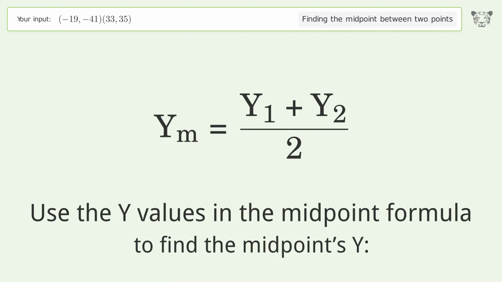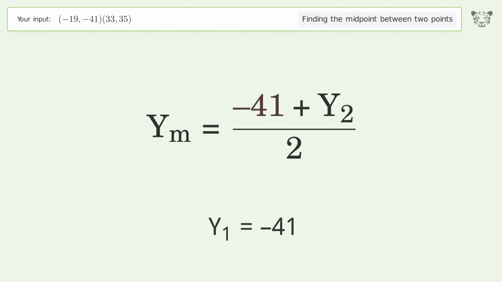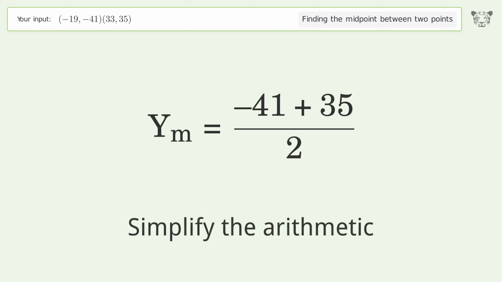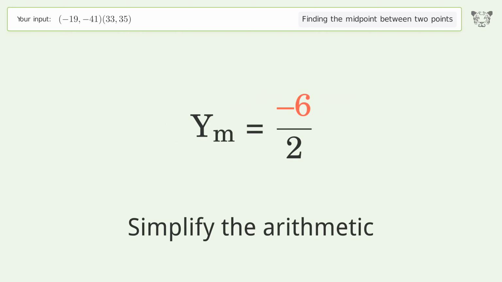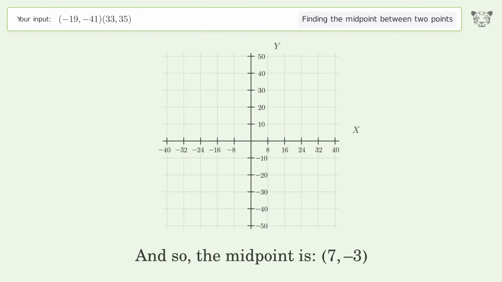Use the y values in the midpoint formula to find the midpoint's y. y1 equals -41. y2 equals 35. Simplify the arithmetic. And so, the midpoint is 7, -3.